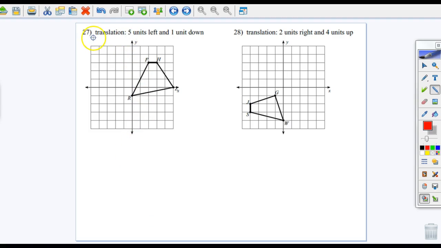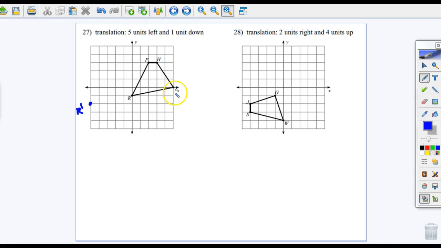All right, so here we go. The rule is 5 units left and 1 unit down. Okay, so I'm going to start at R and I'm going to go left 5. 1, 2, 3, 4, 5, and then 1 unit down. Oh, let me get my pen. And we're going to call that R prime.